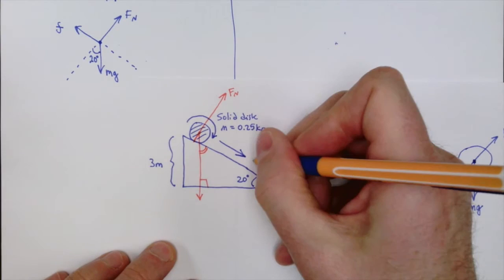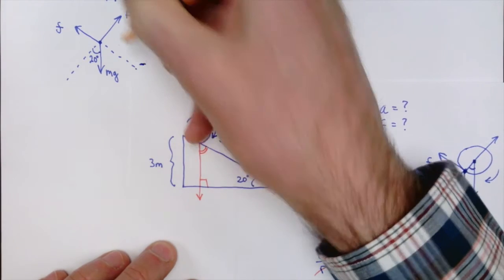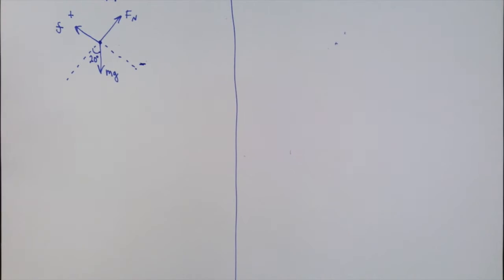So we need to also say that this is the negative direction. So this is the negative side of the axis. This is the positive side of the axis, so that the rotation and the linear motion signs are compatible with one another. All right.